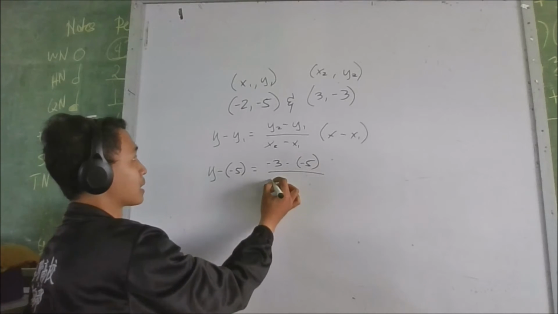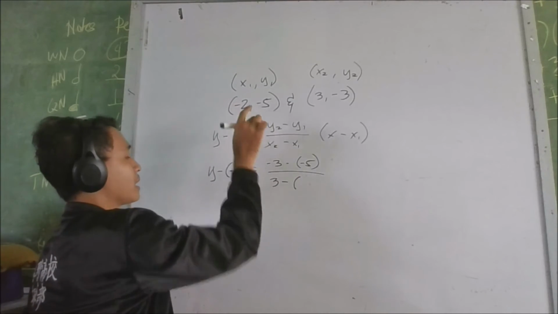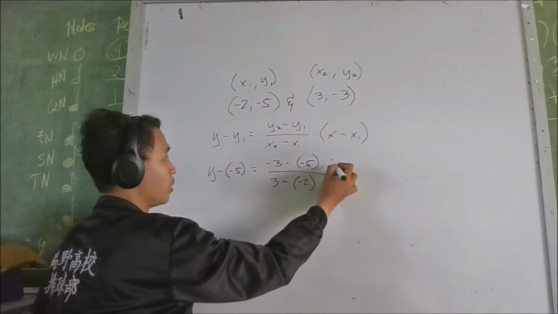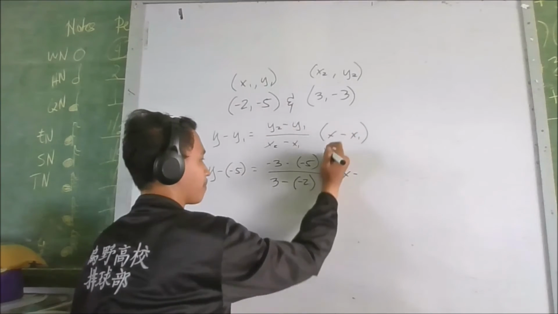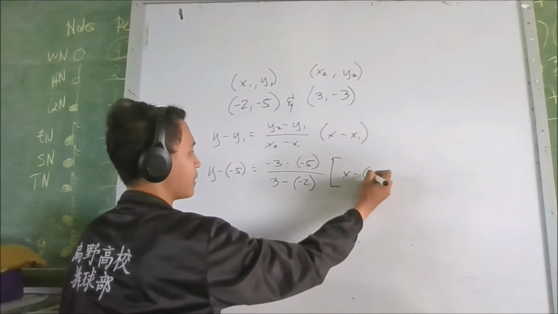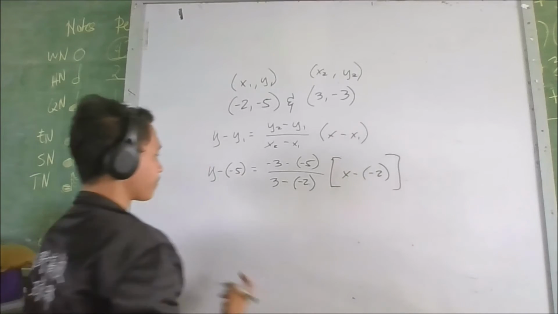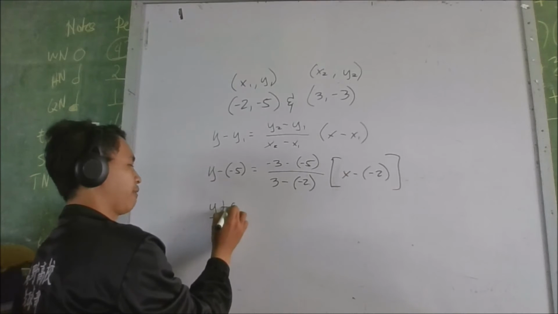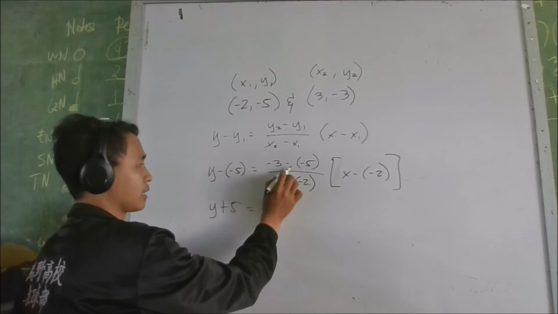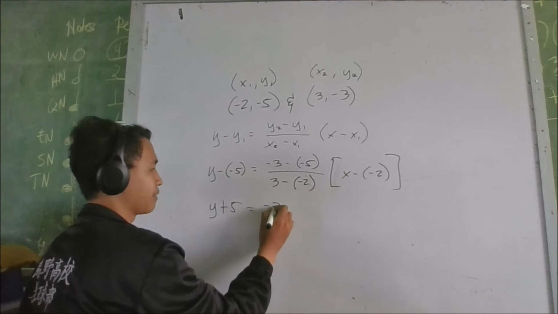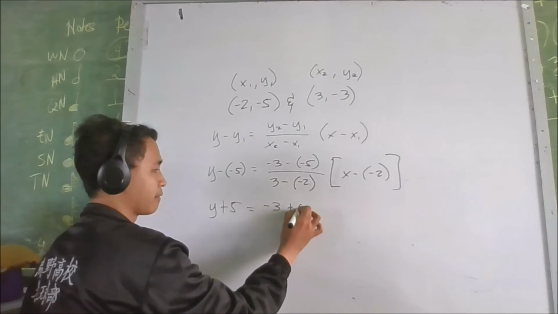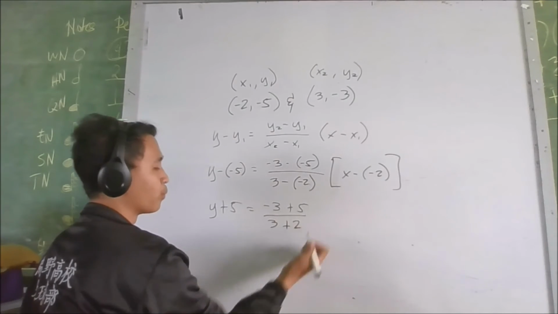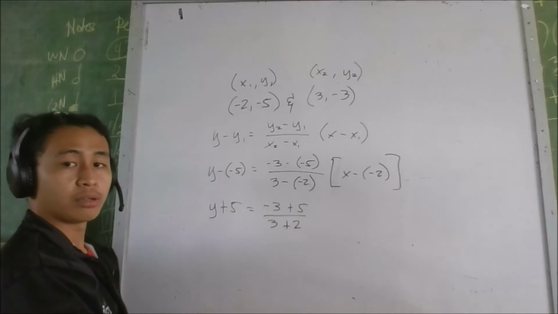That is 3 minus negative 2. So negative 2, right? 3 minus negative 2, multiplied by x minus x sub 1 would be negative 2. Okay? And the next step is solve, continue lang. Y, negative times negative is positive 5. Okay? That is equal to negative times negative, that is negative 3. Negative negative is positive 5, all over negative negative is positive 2. Okay? So we just multiplied all of the sign.